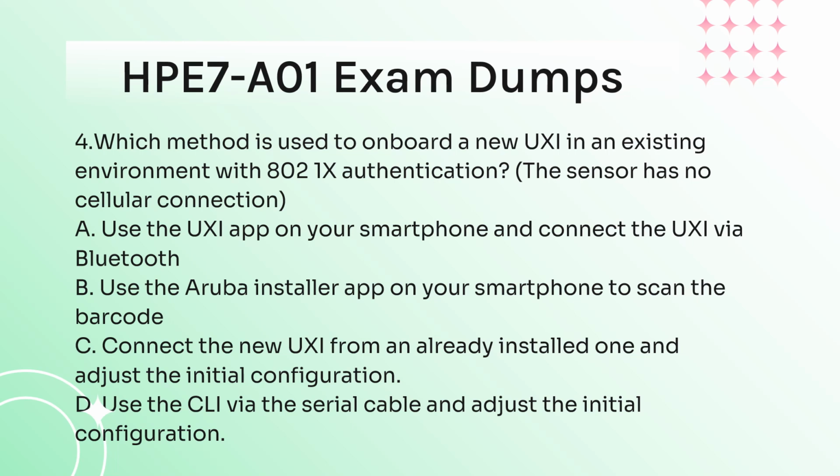4. Which method is used to onboard a new UXI in an existing environment with 802.1x authentication? The sensor has no cellular connection. A. Use the UXI app on your smartphone and connect the UXI via Bluetooth. B. Use the Aruba Installer app on your smartphone to scan the barcode. C. Connect the new UXI from an already installed one and adjust the initial configuration. D. Use the CLI via the serial cable and adjust the initial configuration.